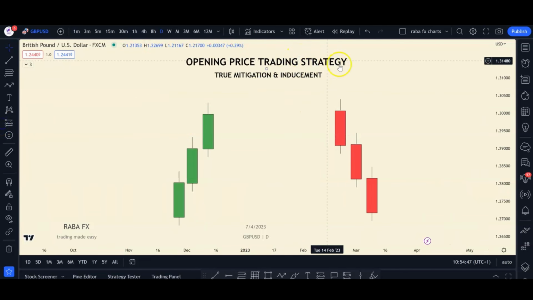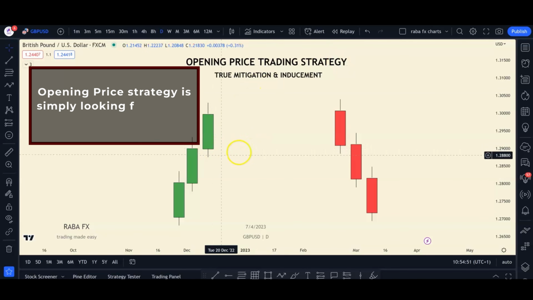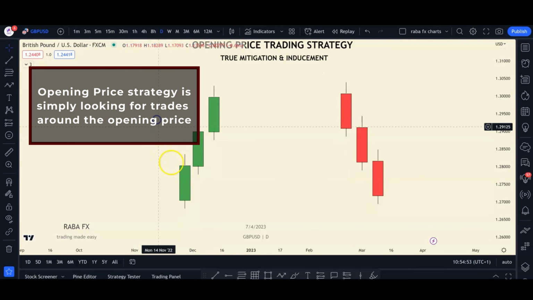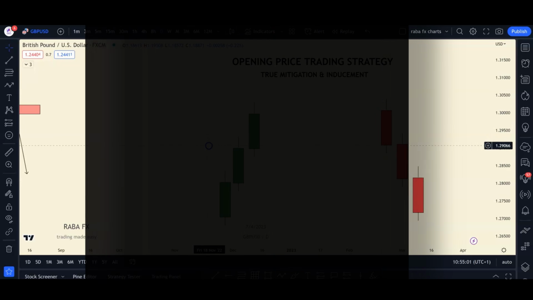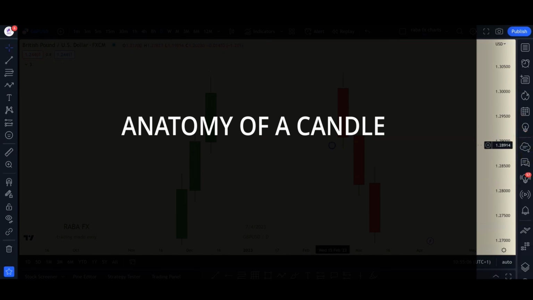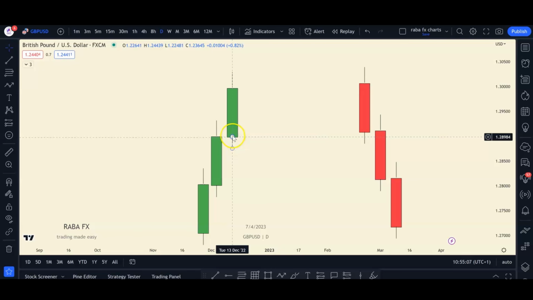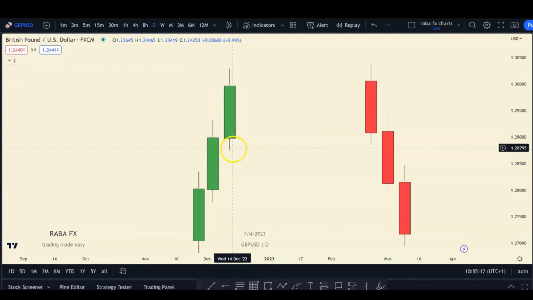Now, the opening price strategy is simple. It's just about you trading around the opening price. Now, we have a market move up like this in a bullish market here. And before we move on, we need to understand the anatomy of a candle. You see, when a candlestick opens for a bullish candle here, when it opens, it trades lower.